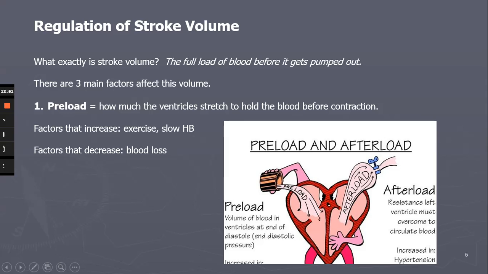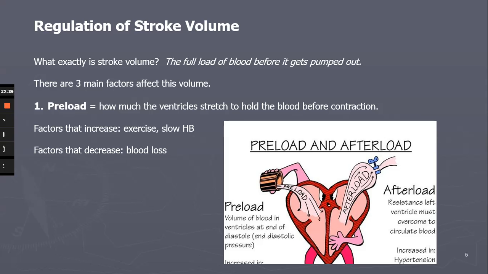Now heart rate, we know is going to be increasing or decreasing. That one's not too involved. However, stroke volume is. So now I want to talk a little bit about stroke volume. So what exactly is stroke volume? It is the full load of blood in the heart before it gets pumped out. There are 3 main factors that affect stroke volume. That's what we're going to talk about now.